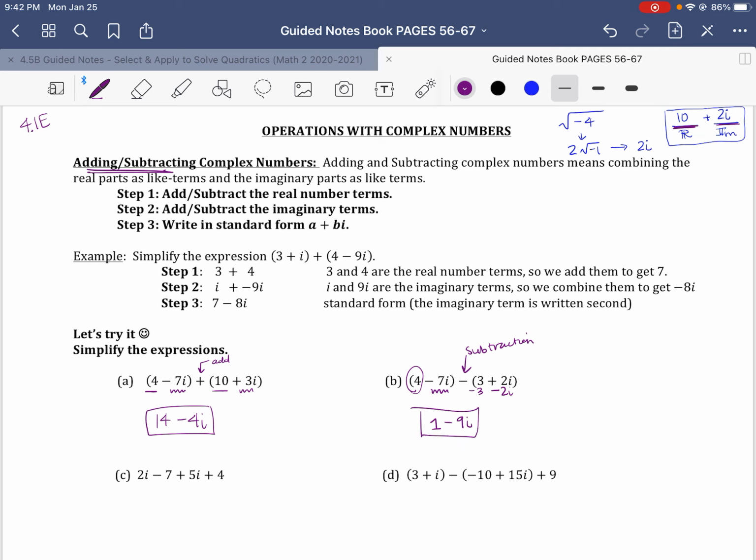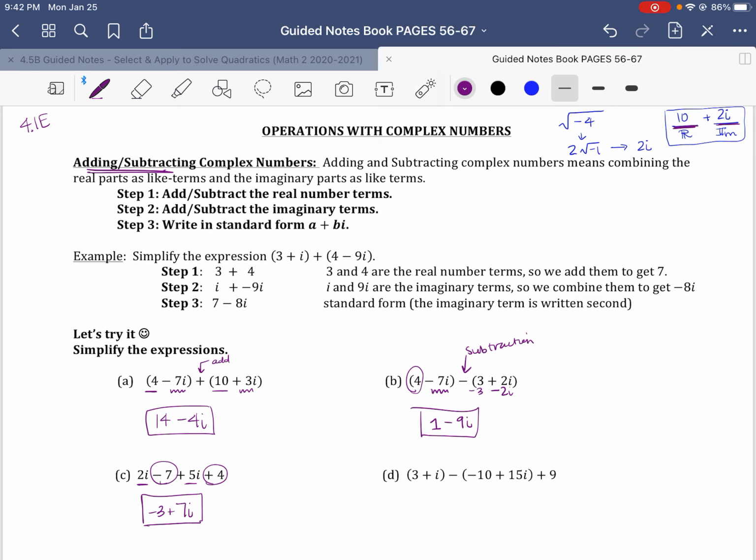Okay. So we're looking at that, adding and subtracting. And again, these can get long. They can have parentheses or not parentheses. But whatever we're looking at, we combine the imaginary parts and we combine the real parts. So on part C, 2i and 5i would combine to 7i. -7 plus 4 is -3.